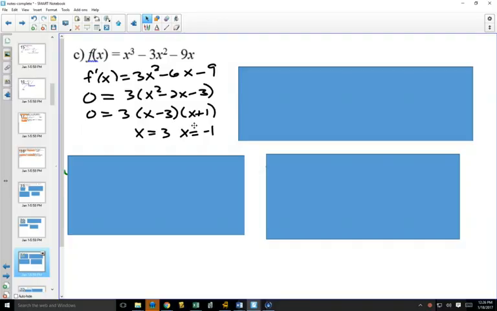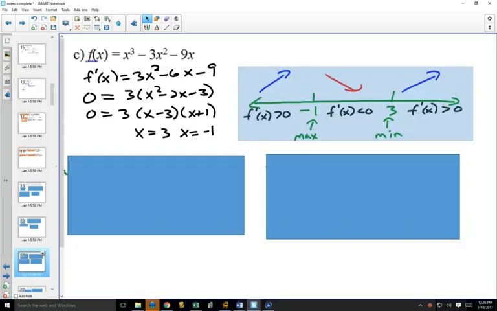Those will be our critical points. We have no other non-permissible values. So when we go to our number line, those are the values that we're going to put into our number line. We then want to check if I plug something into my derivative in each of those sections, will it be positive or negative? And that will tell us where my original function is increasing or decreasing.